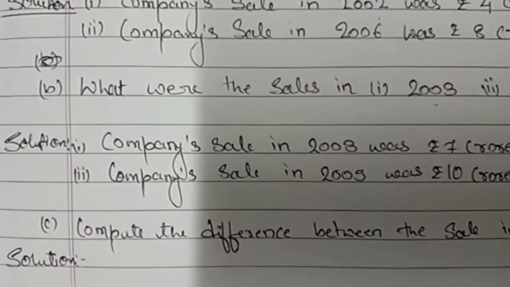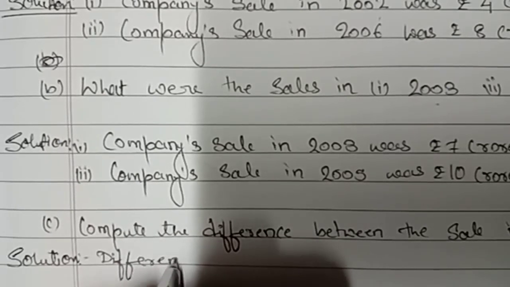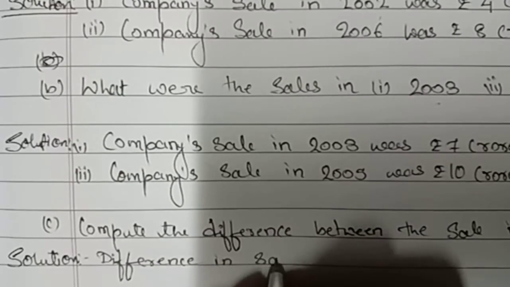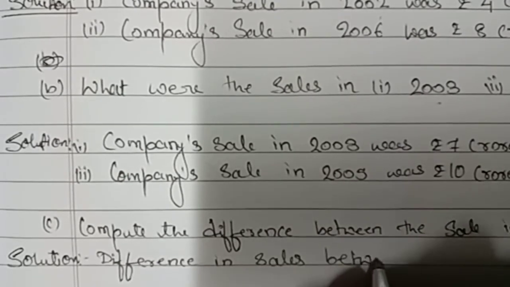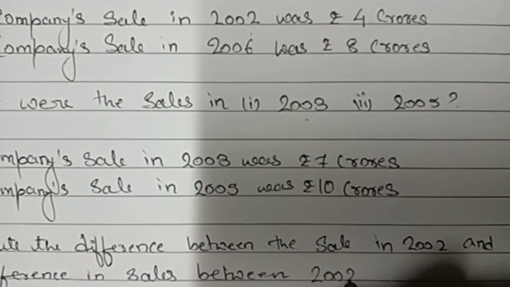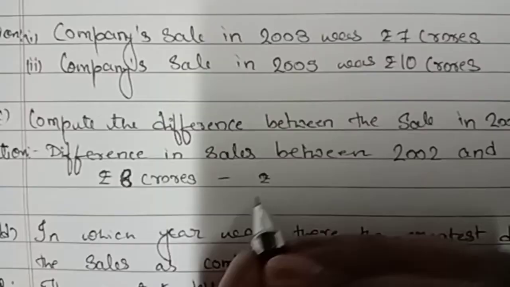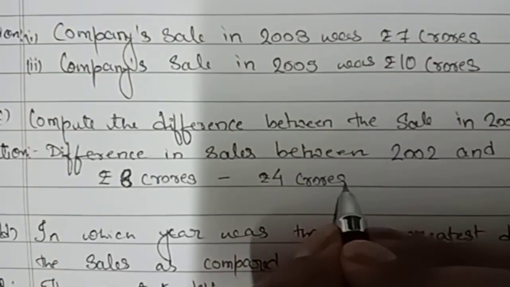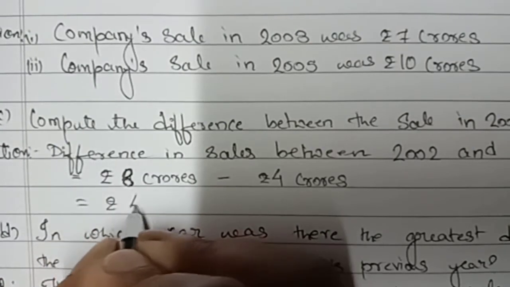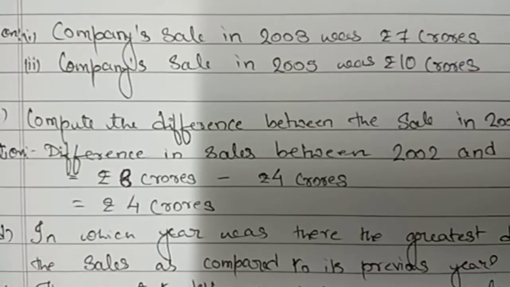So solution, difference in sales between 2002 and 2006 is rupees 4 crores. So answer is rupees 4 crores. Okay, so the difference between the sale in 2002 and 2006 is 4 crores. Now question number D.